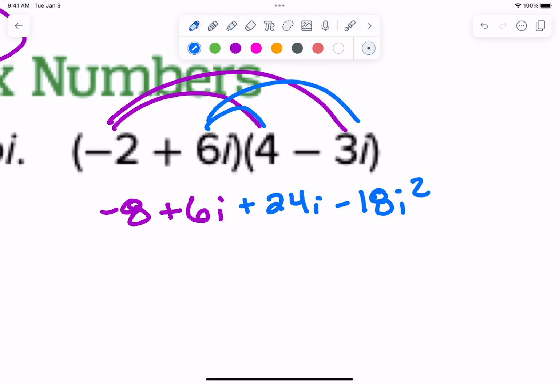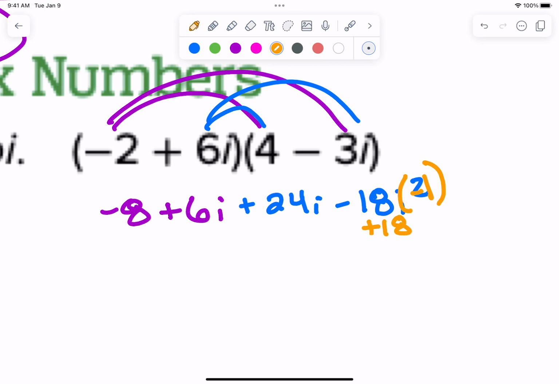Yeah, we're going to fix him here in a second, okay? All right, so before we start combining stuff, we know that i squared, we did this in Algebra 1, or Algebra 2, did we not? We did it somewhere. i squared is negative 1, right? So negative 18 times negative 1 is actually plus 18, true?